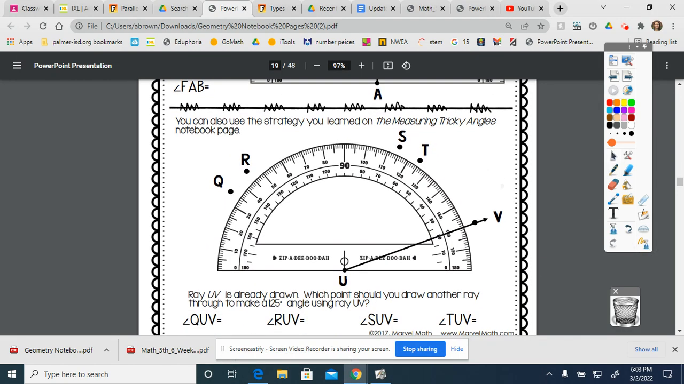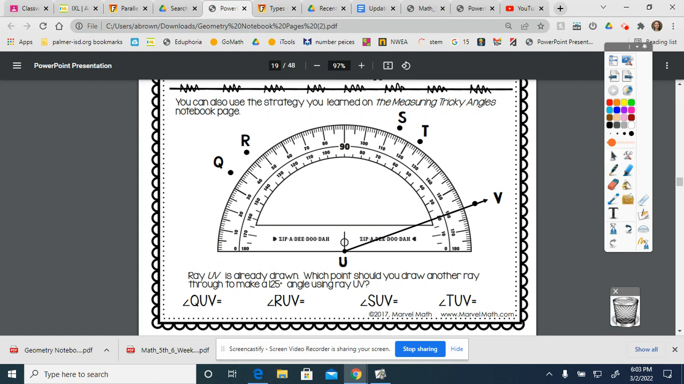To the bottom of the page. Okay. Now the question is down here at the bottom right here. It says ray UV is already drawn. Here's our UV. At which point should you draw another ray through to make a 125-degree angle using ray UV? Okay. Pause the video for a second and see if you can figure out which point, Q, R, S, or T, should you draw a ray to make a 125-degree angle.